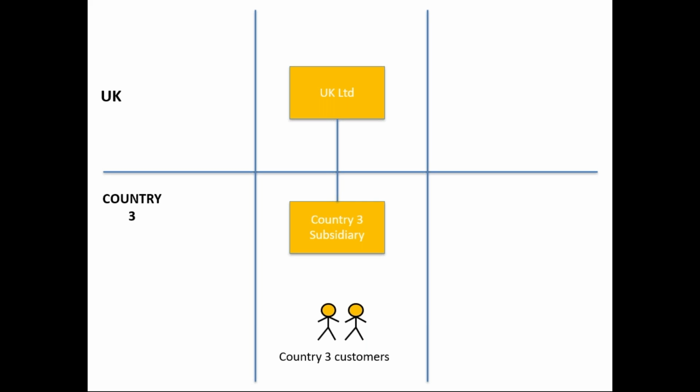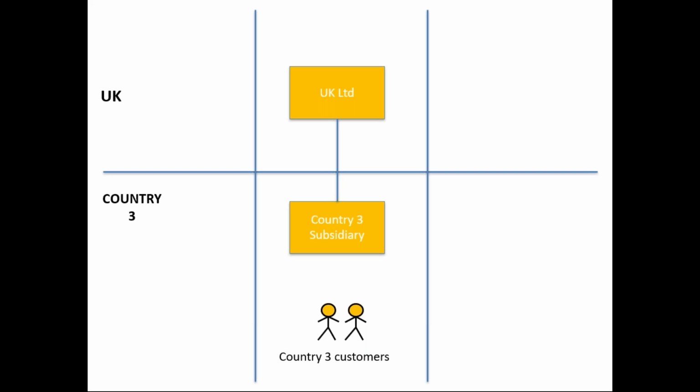UK Limited does have funds available internally to fund the venture, so they won't need to resort to a third party for funding. But the first decision will be whether for UK Limited to use debt or equity funding. In our example, given the short-term nature of the funding requirement, UK Limited decides to make a loan to the Country 3 subsidiary.